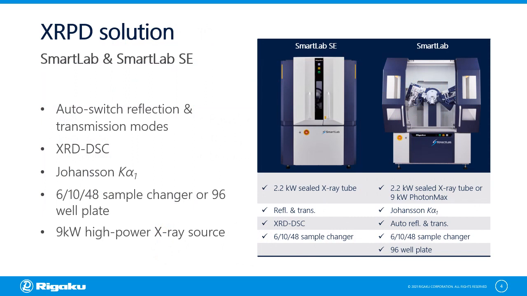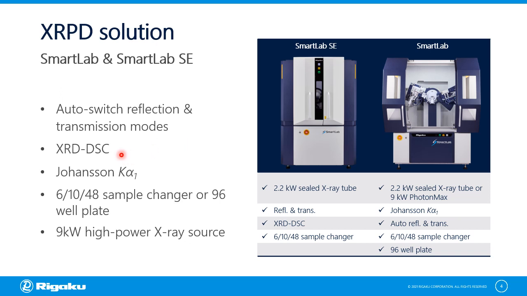We have two XRPD products, SmartLab and SmartLab SE. There are a couple of unique features on the products. First, both instruments support reflection and transmission geometries. On the SmartLab system, the two different modes are switched automatically without touching anything. On the SmartLab SE system, you can just flip the sample stage 90 degrees or 180 degrees to switch between transmission and reflection geometries.